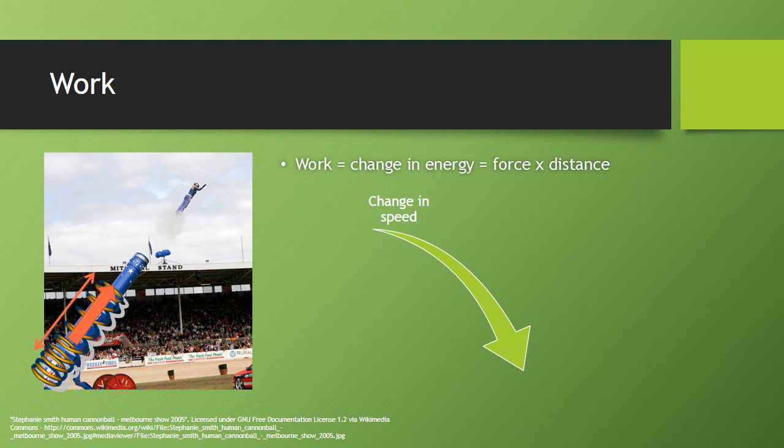So we can start with the change in speed, which we know results in acceleration. And if we know the mass, we can find the net force that was acting. And if we know the distance that that force acted, we can find the work. And if we can find the work, then we can find the change in energy that that object experienced.